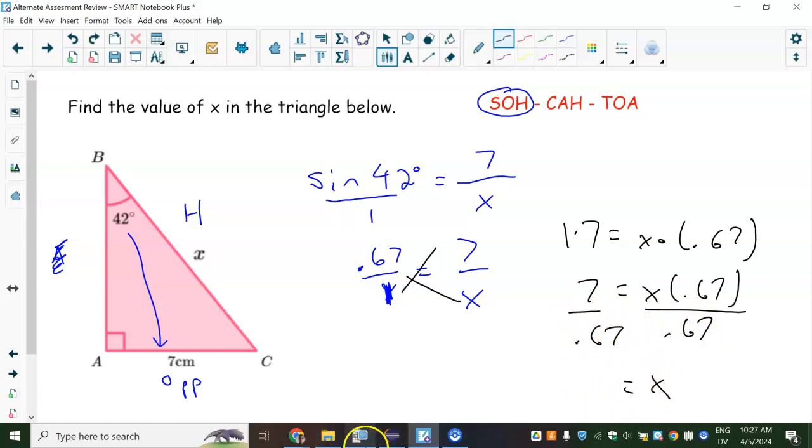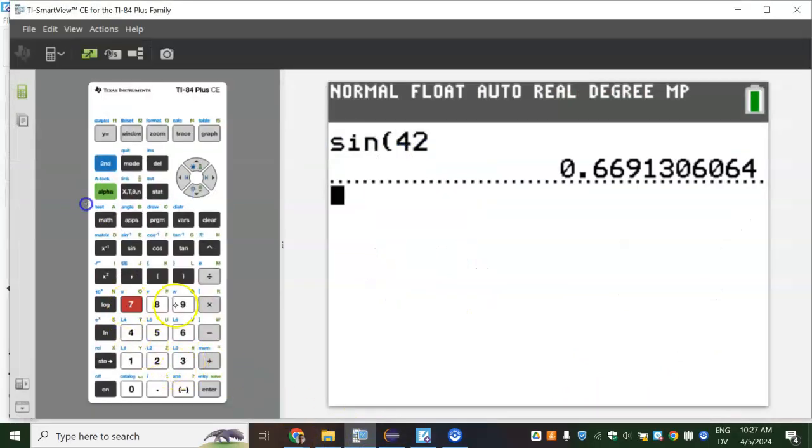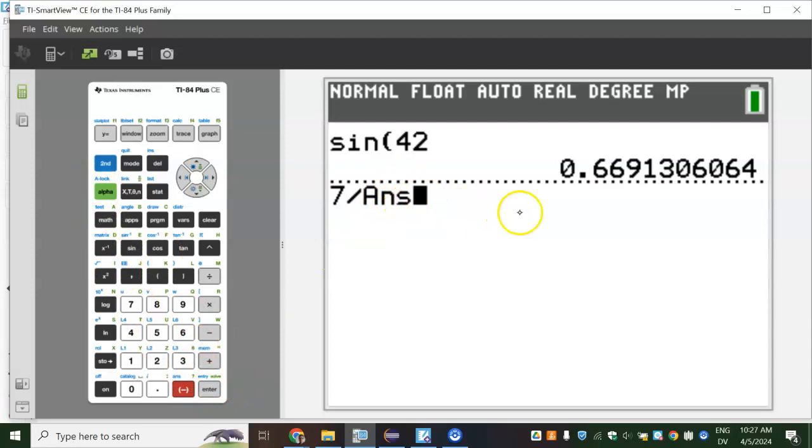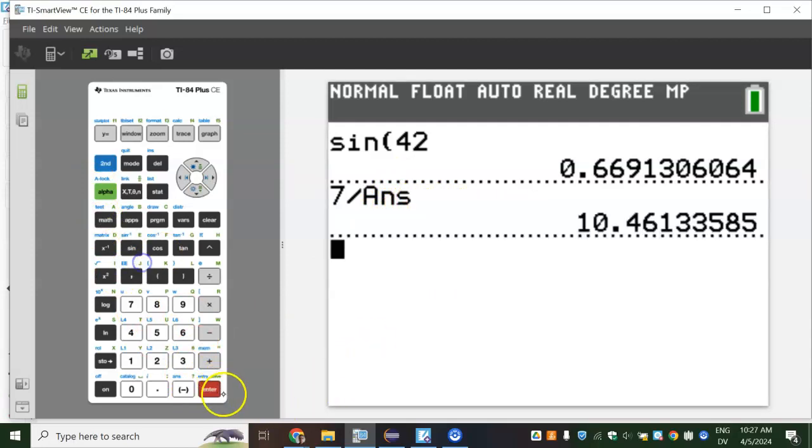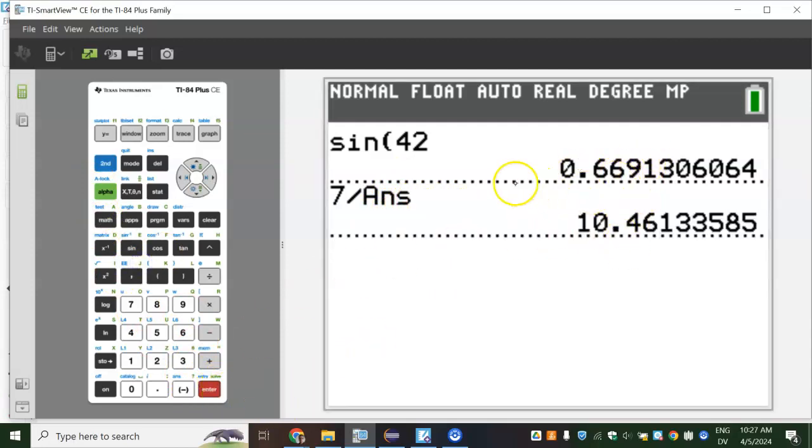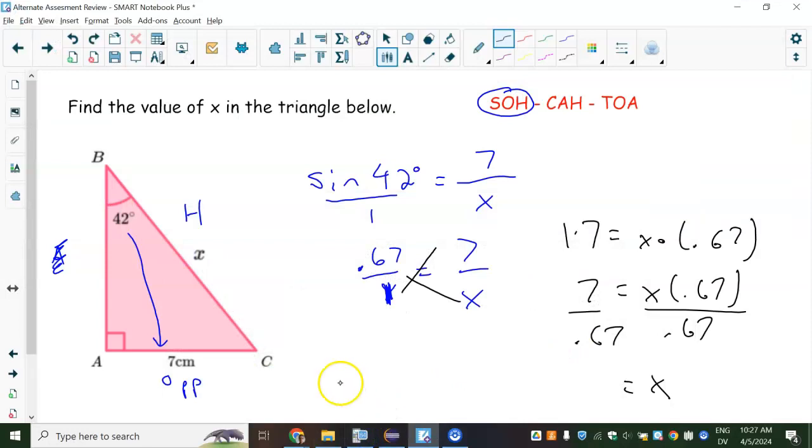So if I go back to my calculator, I can just take 7 and divide. And I'm going to use the second answer, sorry, second in this previous answer. So you could use 0.67, but I'm just doing the more precise by doing 7 divided by that. And we get about 10.5, roughly speaking. Okay, which hopefully makes sense. If we look at this picture, yeah, this hypotenuse could be about 10.5. It definitely should be longer than the 7 side.